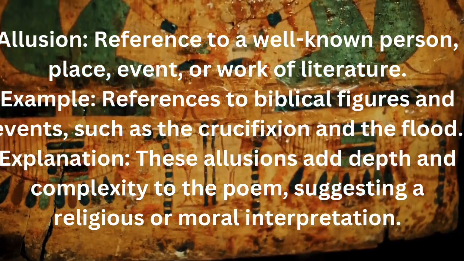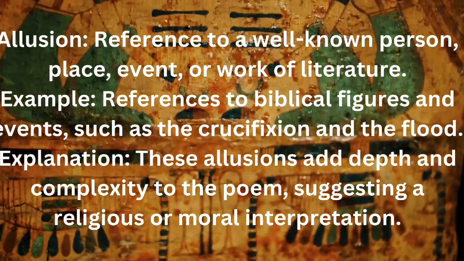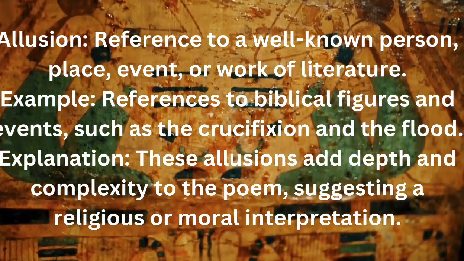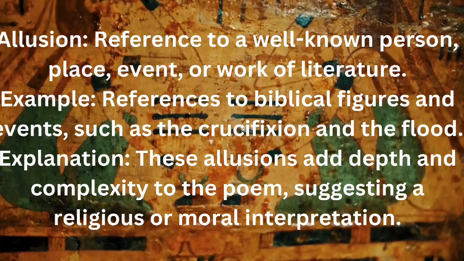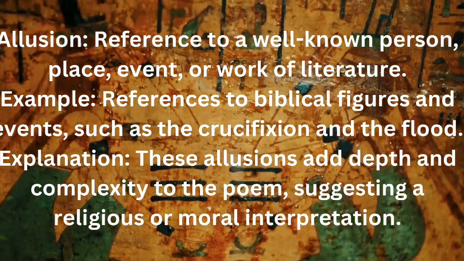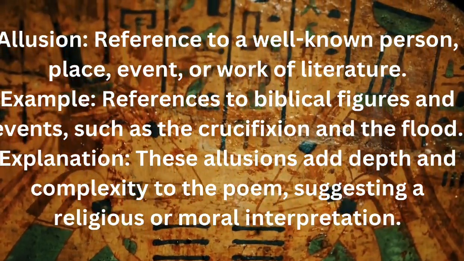Seventh, allusion: reference to a well-known person, place, event, or work of literature. Example: references to biblical figures and events, such as the crucifixion and the flood. Explanation: these allusions add depth and complexity to the poem, suggesting a religious or moral interpretation.